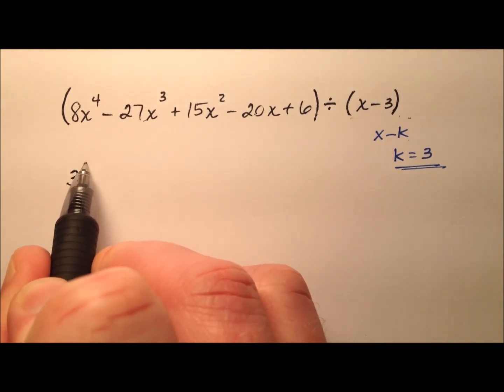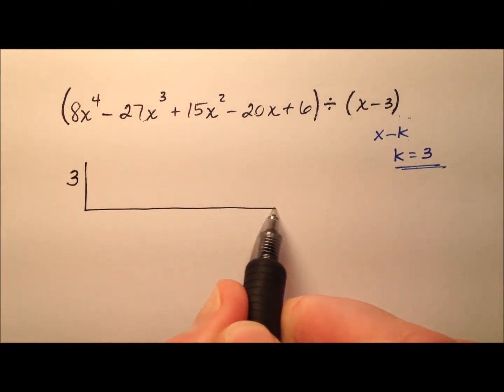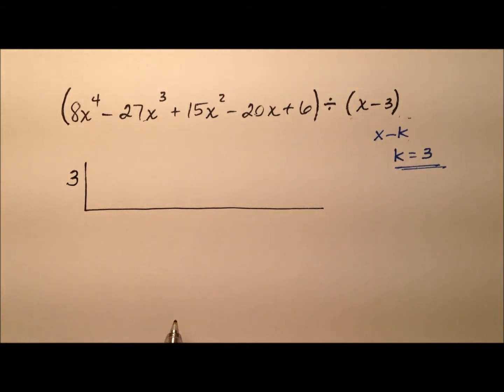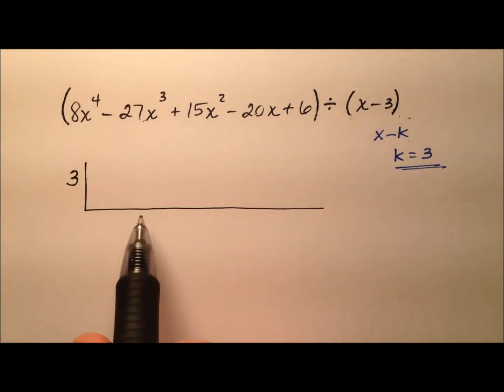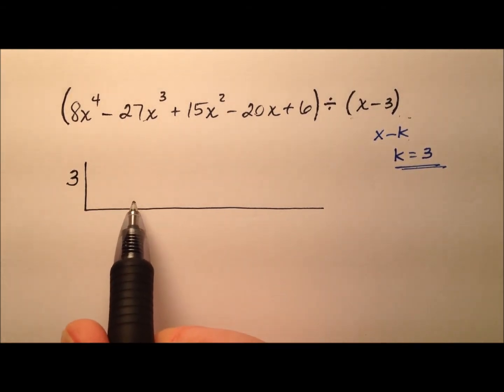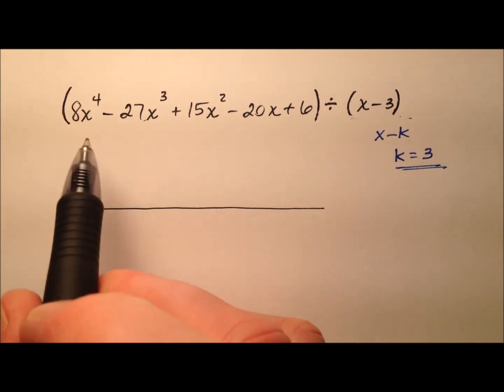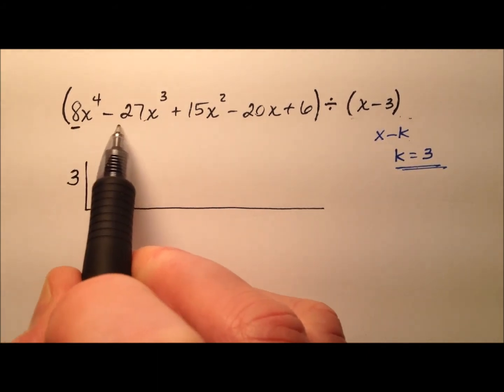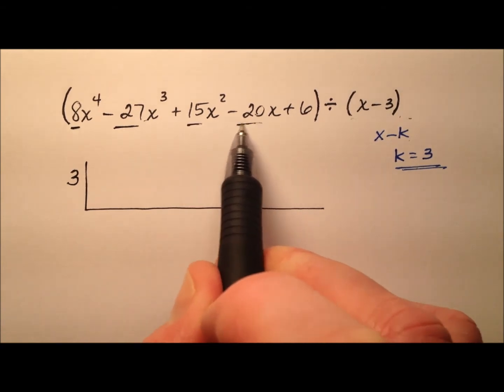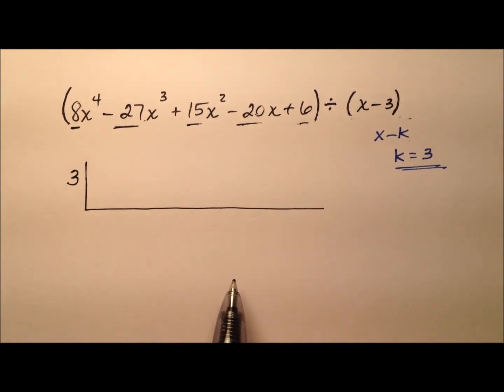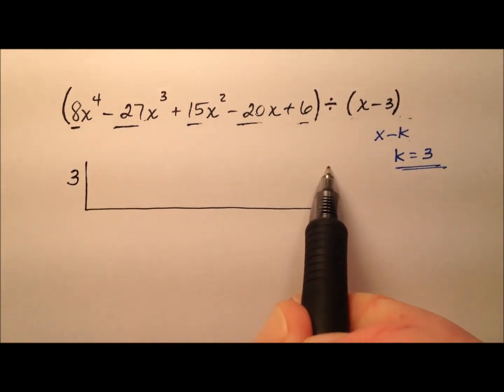So I'm going to go ahead and put that k value out front, and I'm going to do a little bar here. Basically it's just an upside down division bar from our standard division algorithm. And then here, what I care most about are the coefficients of these terms and then the constant. So I'm just going to write the coefficients in here.